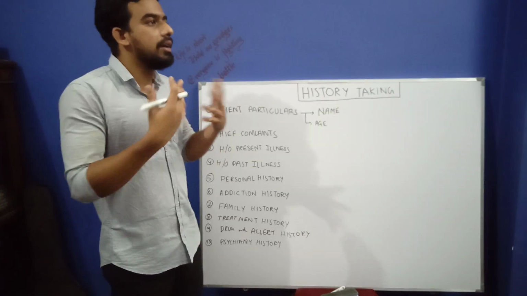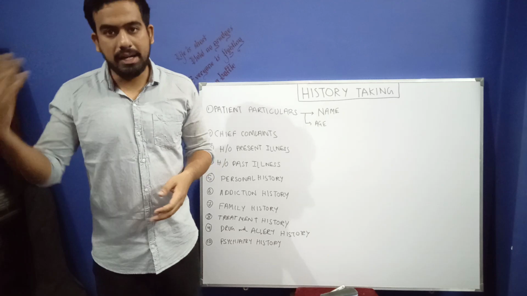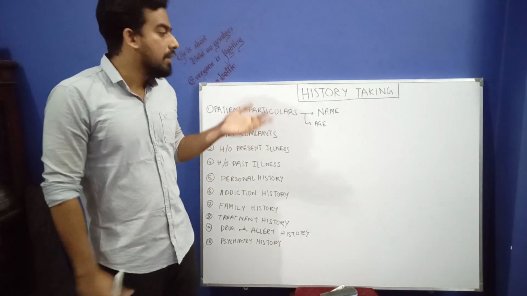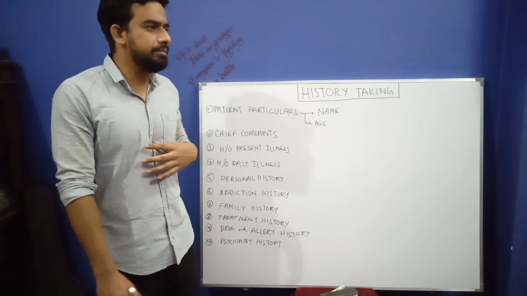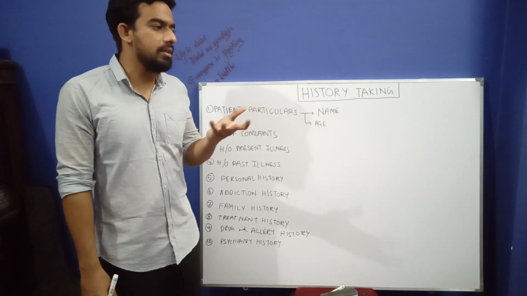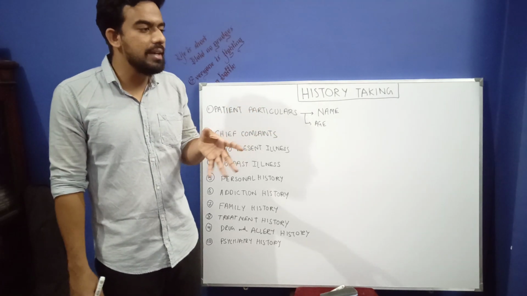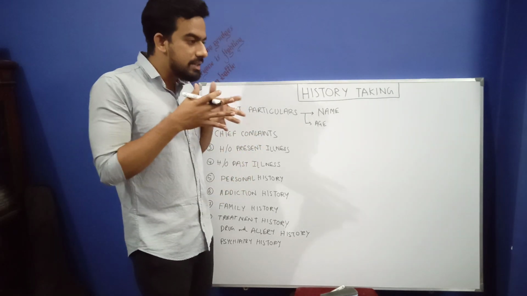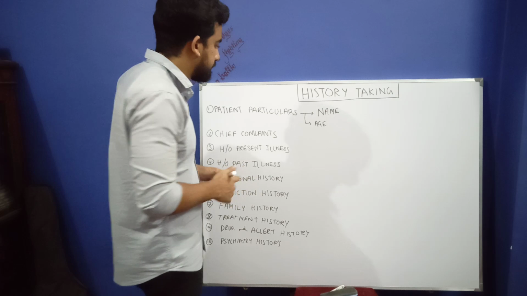For example, carcinomas are more common in the elderly age group. Then rheumatic fever is more common in younger age groups. Then cholecystitis or appendicitis occur more or less in the middle age group. So that is why age also gives us an idea about whichever disease we are thinking about.